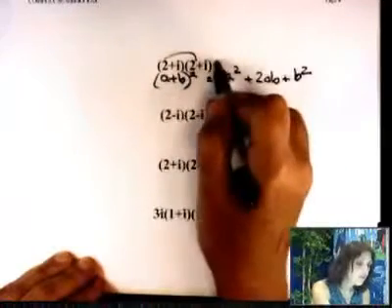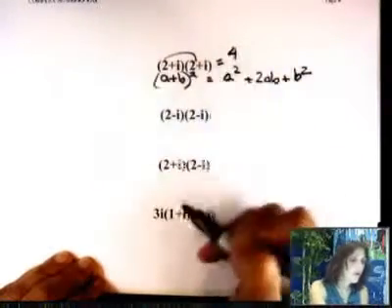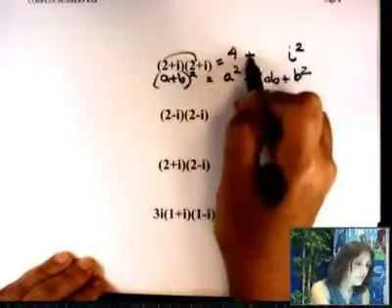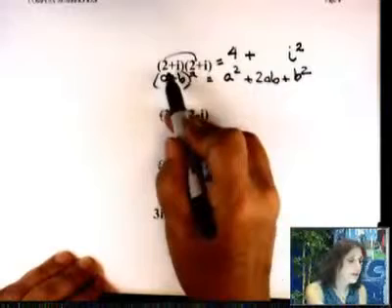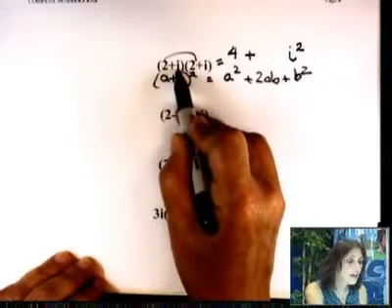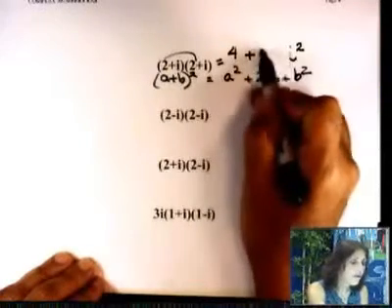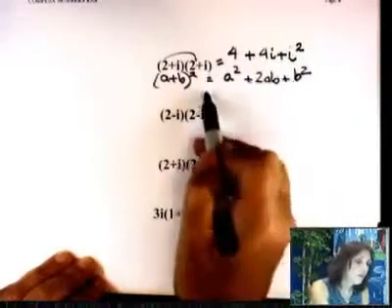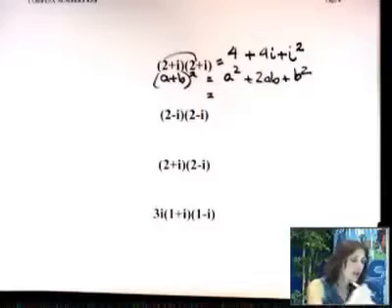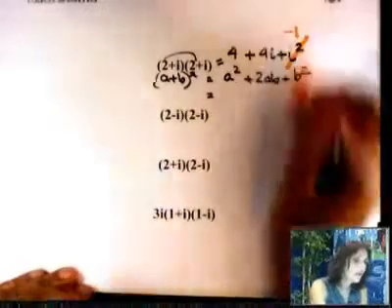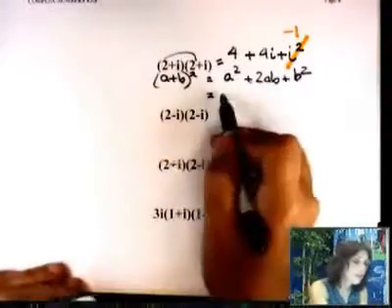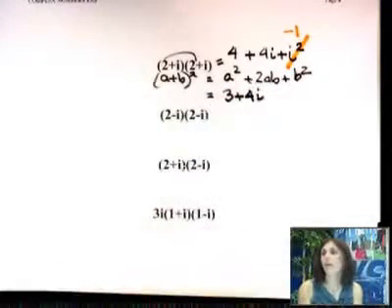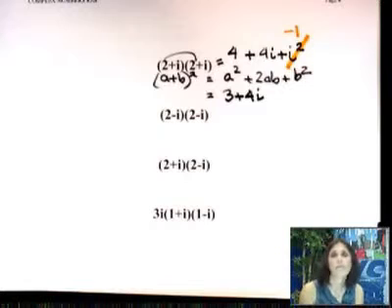a squared, that's 4. b squared, that's i squared. And the middle term, 2 times ab, 2 times 2i, and then another one, 4i. Okay, now what do I do? This one is negative 1. 4 minus 1, that's 3, plus 4i. So I ended up with a complex number.